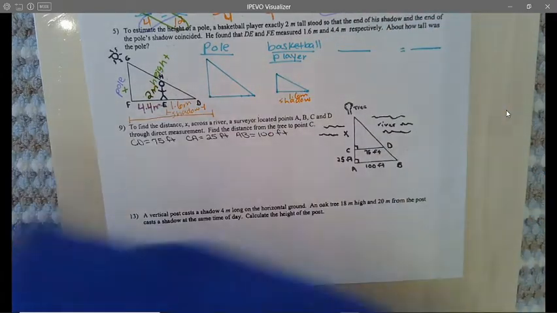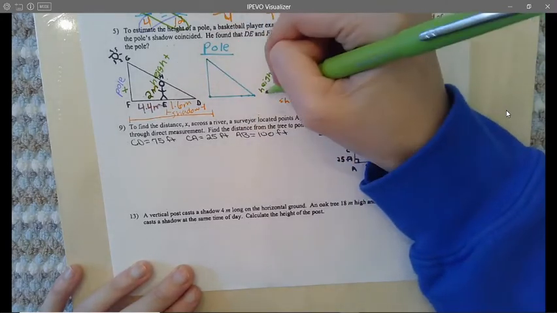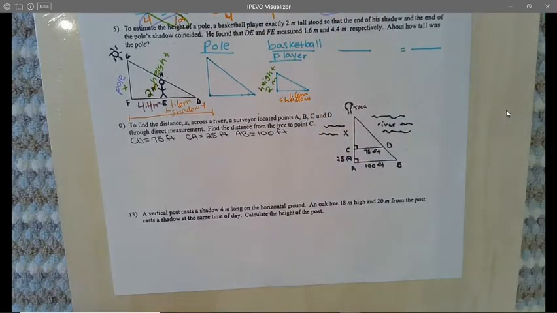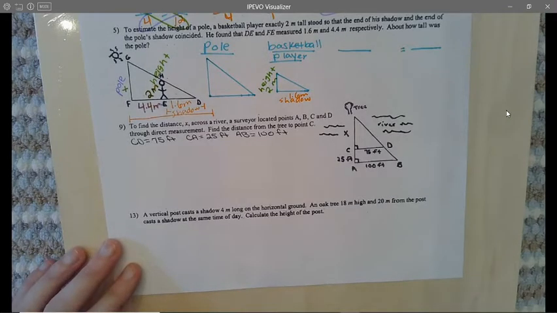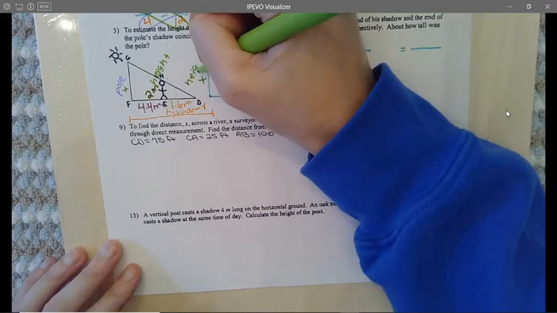Okay, and then this is going to be the height of the basketball player. So the height of the basketball player is 2 meters. Okay, now the pole. This is where it gets tricky. Currently, I don't know the height of the pole. That's why I made it an X.